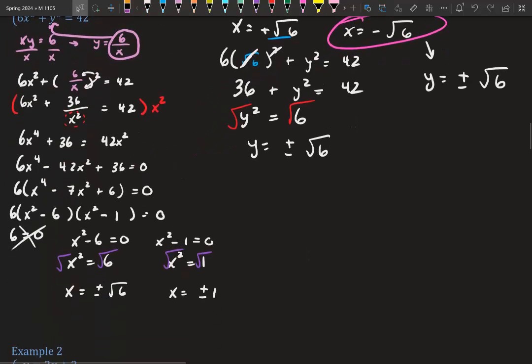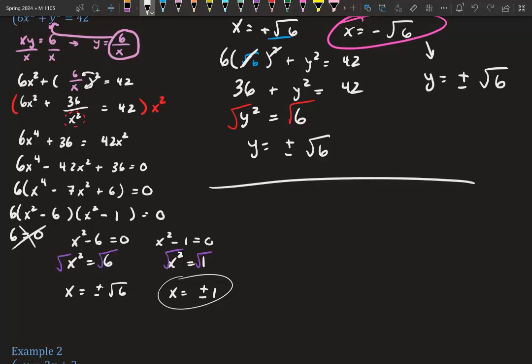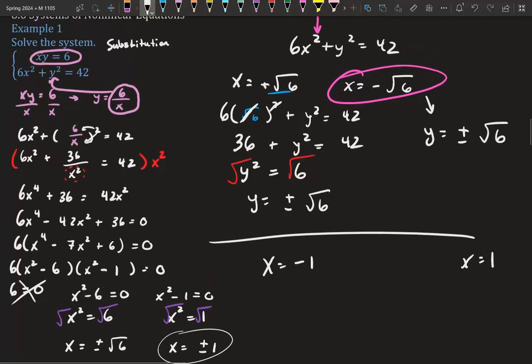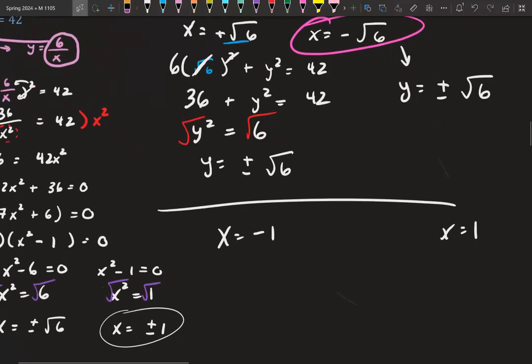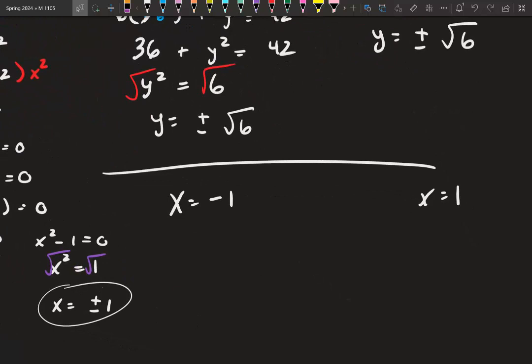So that was for our x square root of 6. Don't forget, we also have positive negative 1. This is a lot of work. You are not wrong by thinking that. So let's plug in our positive and negative 1. I'm going to do it below right here. So we have x equals negative 1 and x equals 1. It doesn't matter which one you plug it into. Now, since there's no square roots or nothing fancy, let's just plug it into xy equals 6.